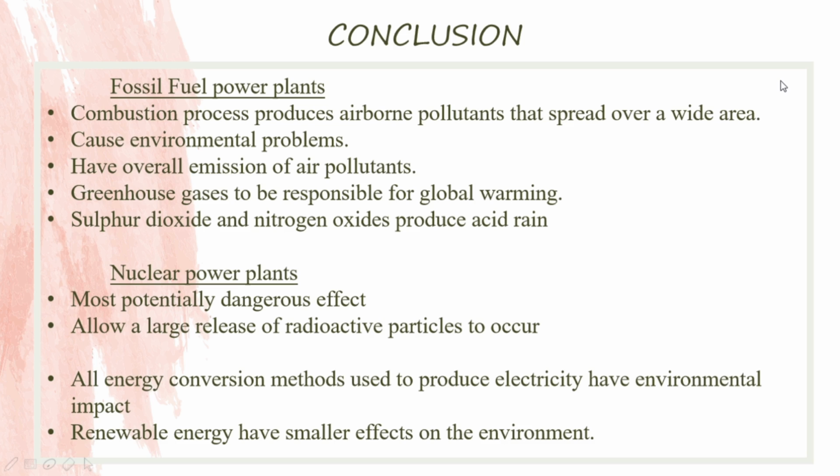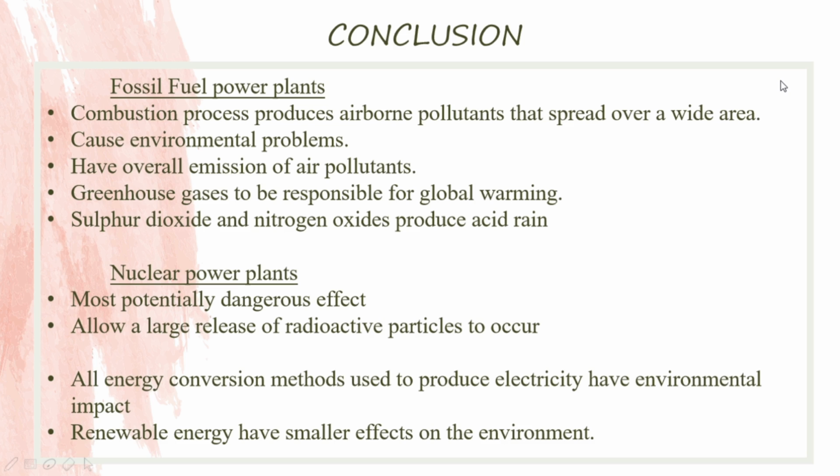The third point is that the biggest effect fossil fuel plants have is the overall emission of air pollutants. The fourth point is that carbon monoxide, carbon dioxide, and hydrocarbons are the greenhouse gases believed to be responsible for global warming. And the last point for fossil fuel power plants is that sulfur dioxide and nitrogen oxide produce acid when released into the atmosphere, leading to the production of acid rain.